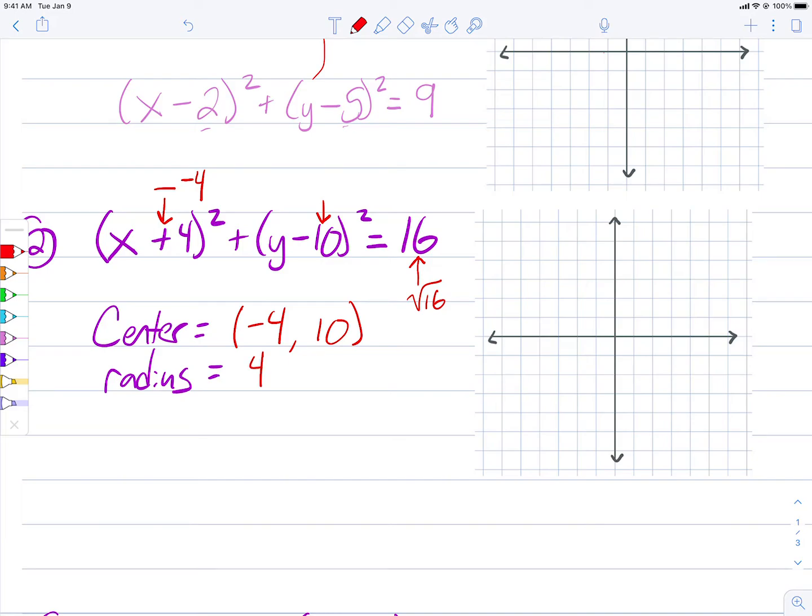So again, we could graph this. Negative 1, 2, 3, 4. Actually, I'm going to count these by 2. So 2, 4, 6, 8, 10. Otherwise, my graph's going to be a little funny. These are also going to be by 2 so that it is even. 6, 8. So negative 4, comma 10. And if I went 4 in each direction, counting by 2s, 2, 4, 2, 4, 2, 4, 2, 4, there is my circle. Okay?